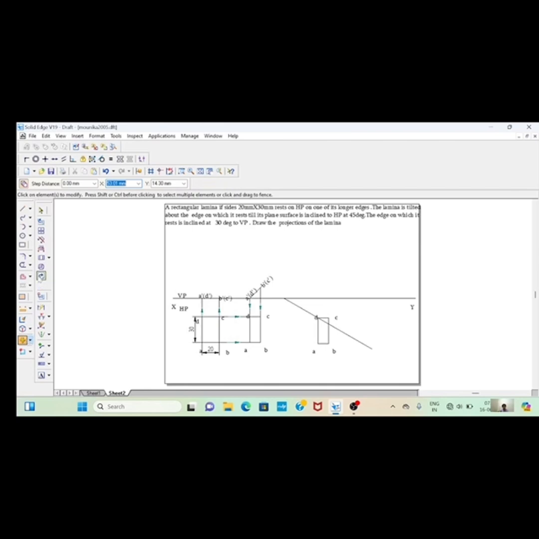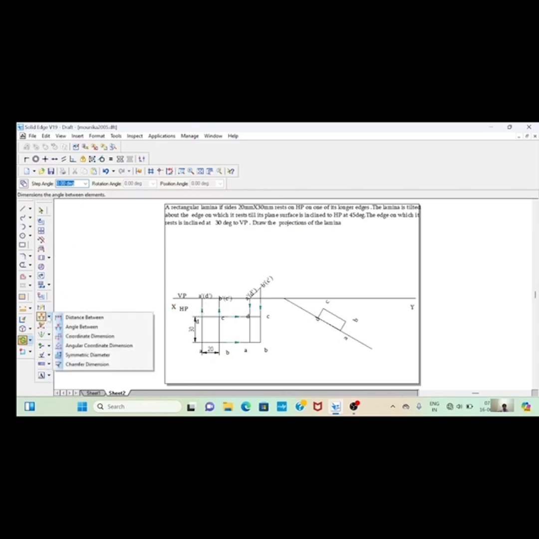Go to rotate option and take the box which should be rotated, and take the reference points D and A and rotate it to the 45-degree line. Now go to angle between and measure the angle between these two points.